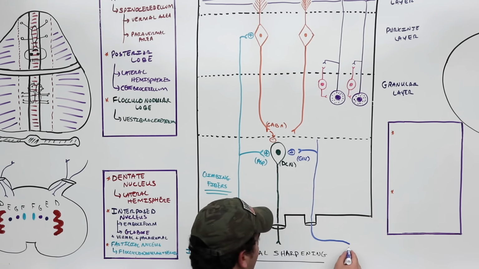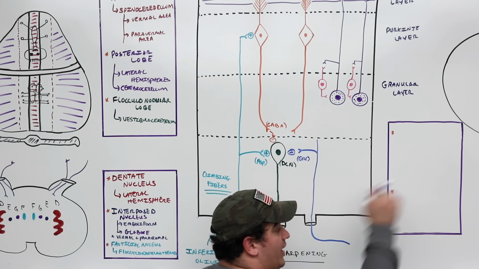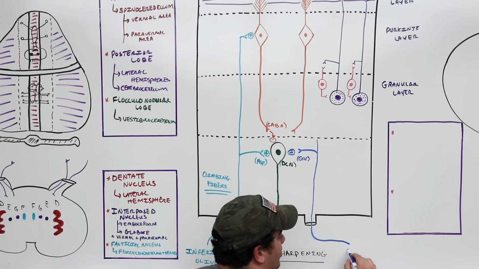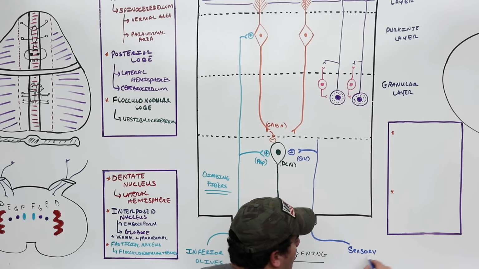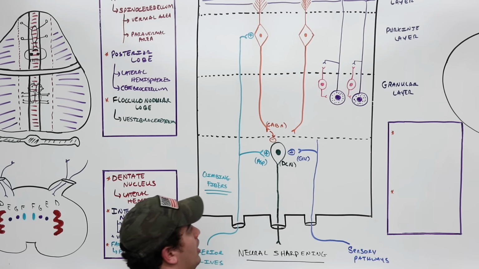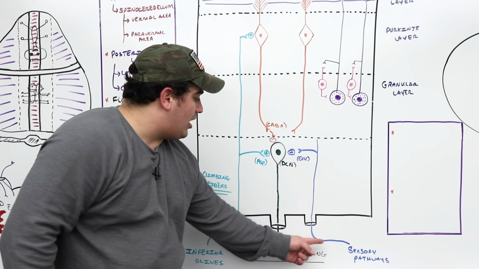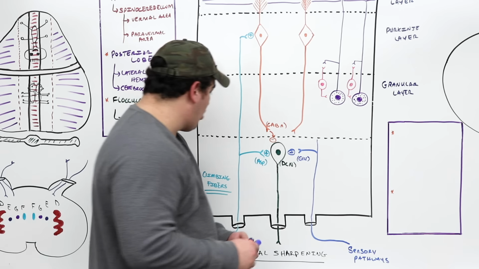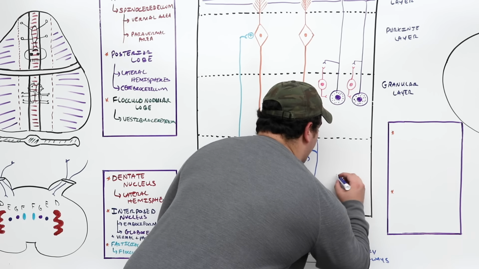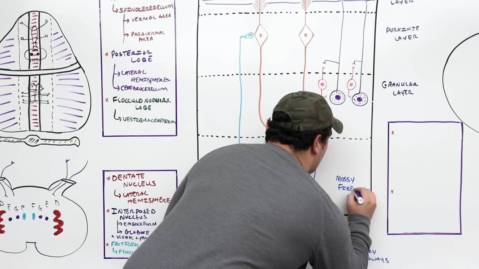Now, these are going to be coming from multiple different structures. We'll go over these in more detail when we get into the pathways. But what I want you to remember is that this is coming from the sensory pathways. We're just going to put that for right now so that we don't go overboard in this area. We're just going to say sensory pathways. These sensory pathways are going to come in, and they're going to give off these axons to the deep cerebellar nuclei. And again, what do we call these fibers? These are called Mossy fibers.